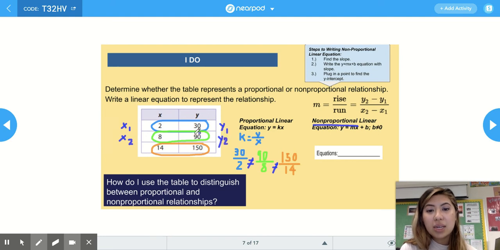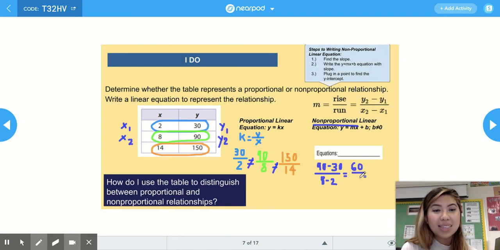So I have 90 minus 30. I'm going to write that here, 90 minus 30 over 8 minus 2. So 90 minus 30 is 60. 8 minus 2 is 6. And 60 divided by 6 is 10. So I know that my slope, or my change in y over change in x, is going to be 10, or my unit rate of change.